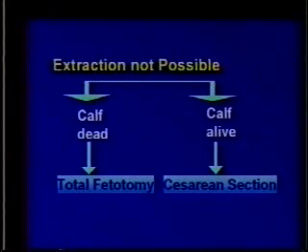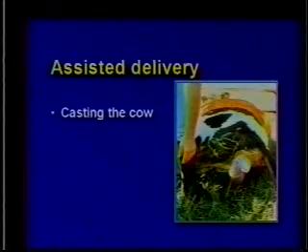And as I said, if extraction is not possible, we've decided it doesn't measure, then we have these two options: fetotomy if it's dead, cesarean section when it's alive. Okay, we've made the decision that the calf can be delivered vaginally. We now prepare for delivery, and one of the first things I do is washing her up thoroughly with soap and wash the arms and hands.